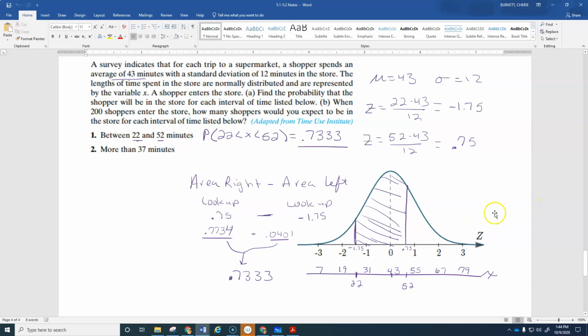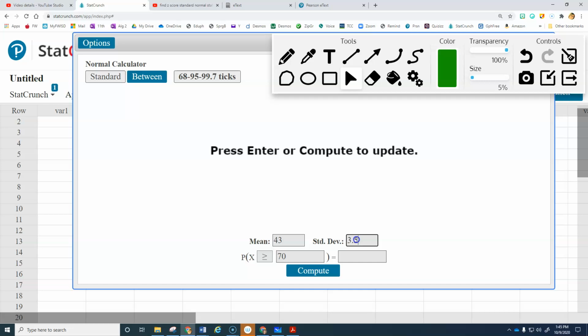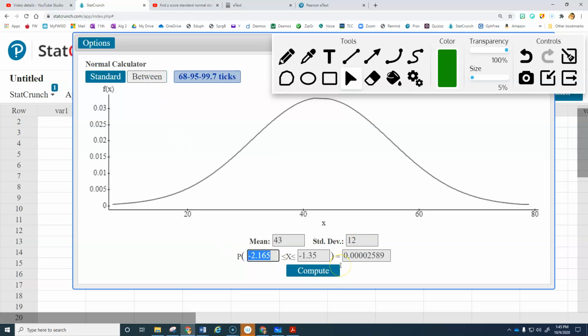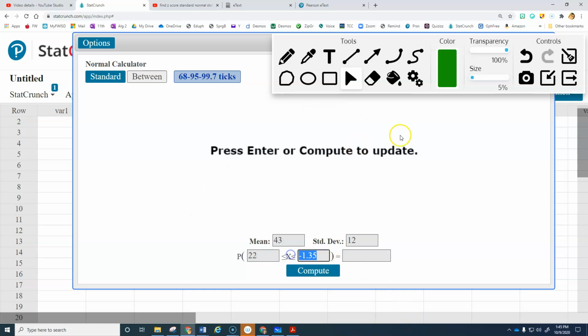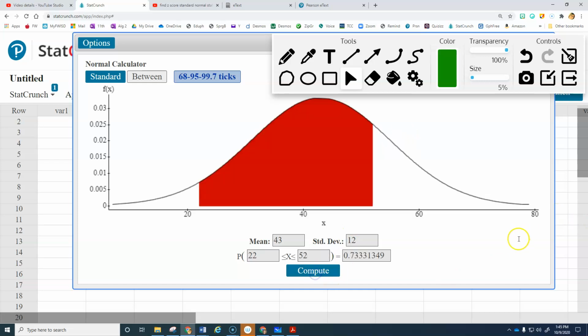All right, so here's the answer to this first one, between 22 and 52 minutes. I found 2 z-scores. Here's the x-axis. This is the area between that I'm finding. I looked up the z-score on the right, I looked up the z-score on the left, and then I subtracted them. Or you can, of course, go to StatCrunch and put in the information. The mean is 43 and the standard deviation is 12, and they want to know between 22 and 52. And they gave me 0.733.